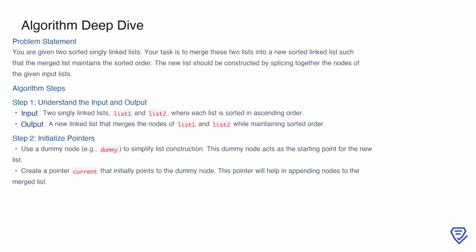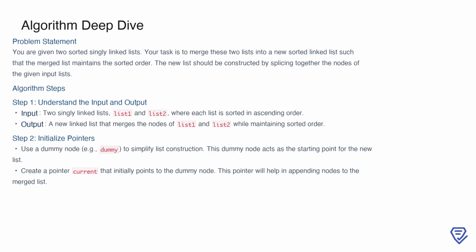The input consists of two linked lists, list 1 and list 2, where each list is already sorted in ascending order. The goal is to create a new linked list that merges the nodes from these two lists while maintaining the sorted order. Instead of creating entirely new nodes, we will splice together the existing nodes from list 1 and list 2. The output will be the head of this new merged linked list.